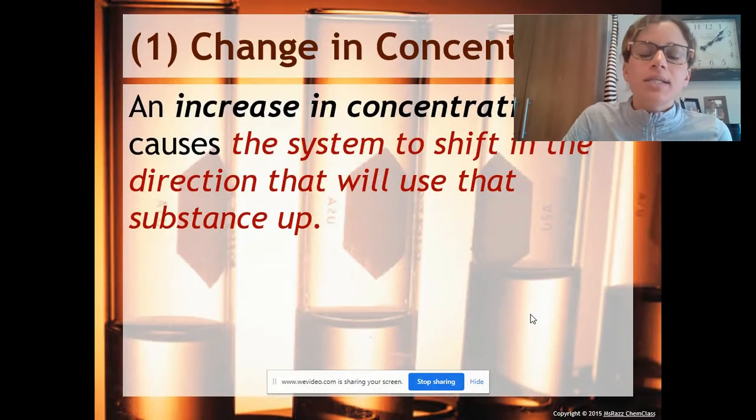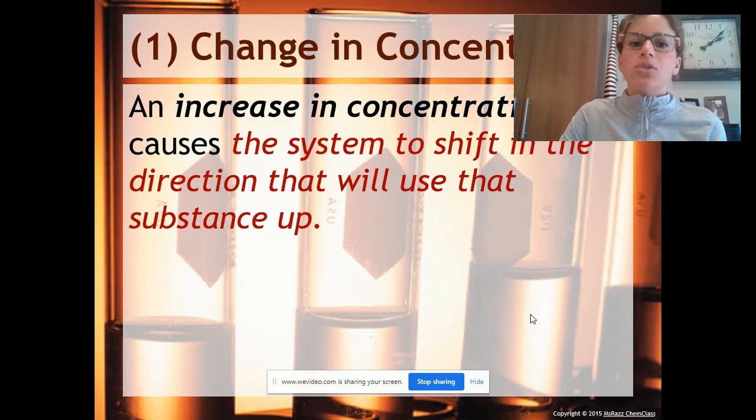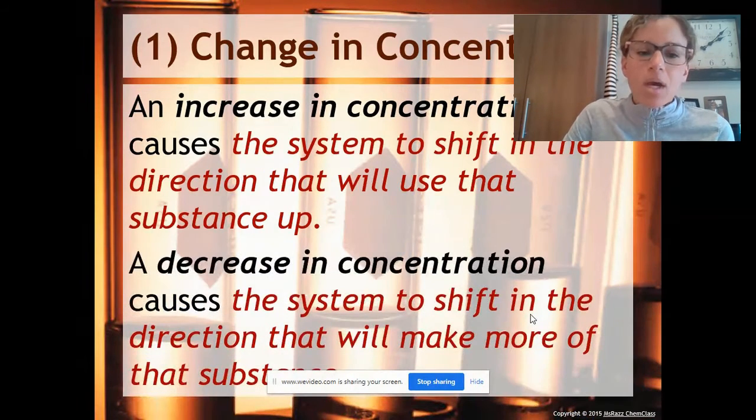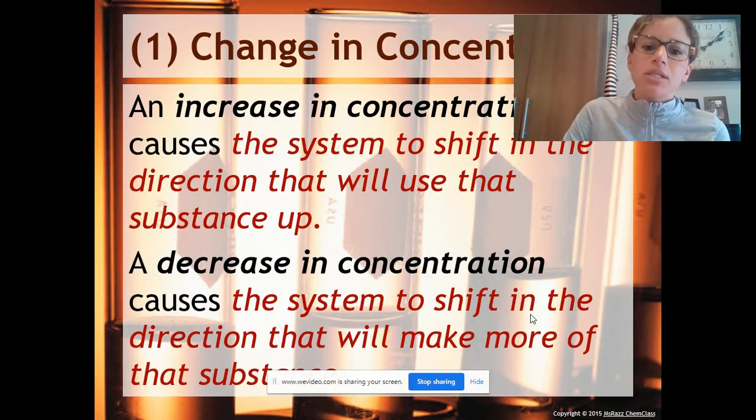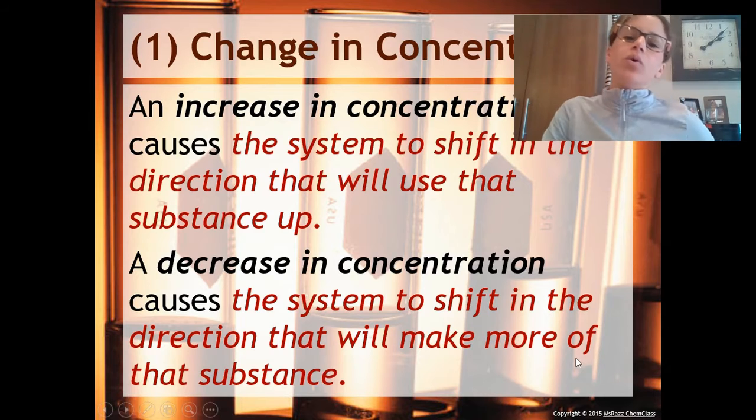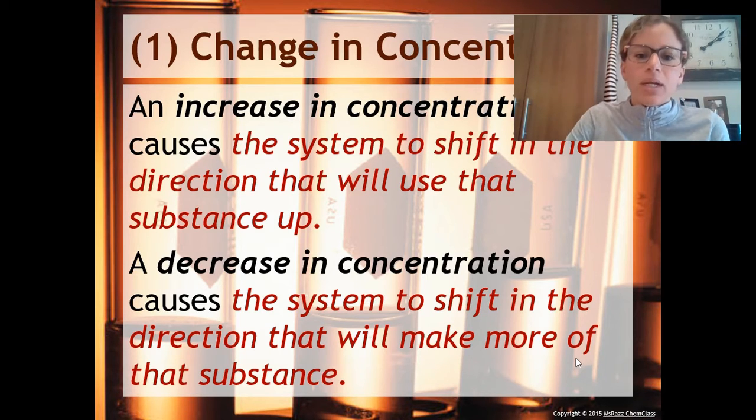So the first stress that could happen is a change in concentration. If you increase the concentration, it causes the system to shift in the direction that will use that substance up. A decrease in the concentration causes the system to shift in the direction that will make more of that substance. You won't really understand what this means until we go through an example.